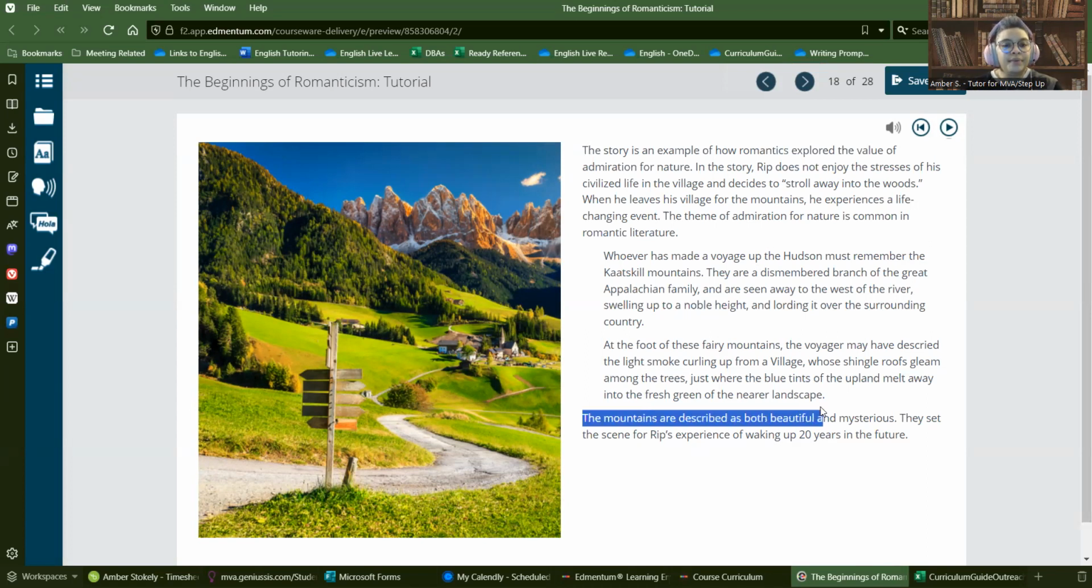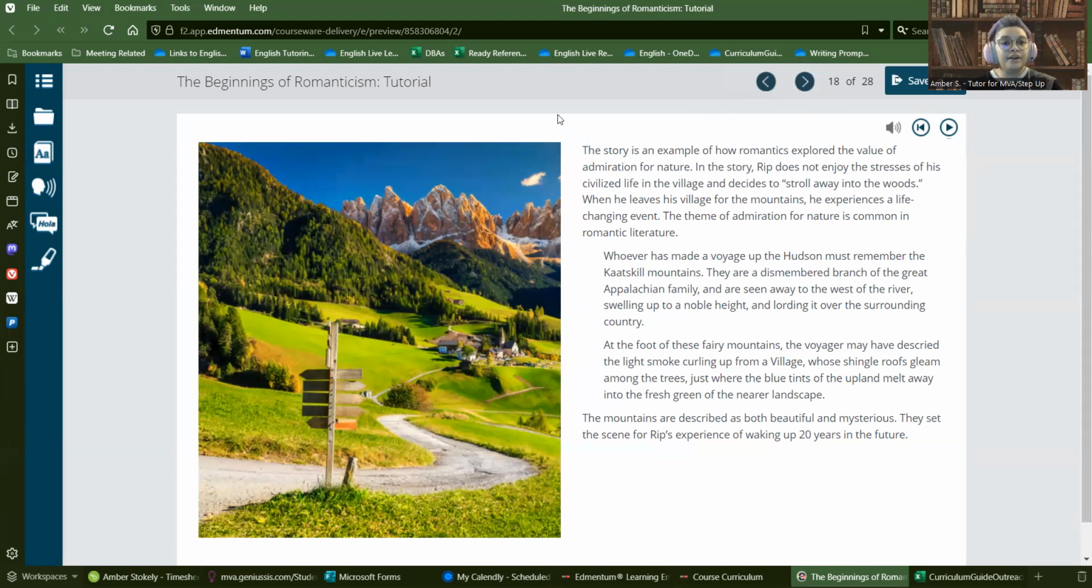It says the mountains are described as both beautiful and mysterious. They set the scene for Rip's experience of waking 20 years in the future. And that's absolutely true. This is just a really nice example of the creativity, the imaginings that you find in romantic literature that's very different from the cold logical stuff that we used to get in the Age of Reason before this. So we have more imagination, more creativity, more fancy and magic. This man slept for 20 years. That's physically impossible, right? But the story uses that to deliver a message about how America was different before and after the revolution.